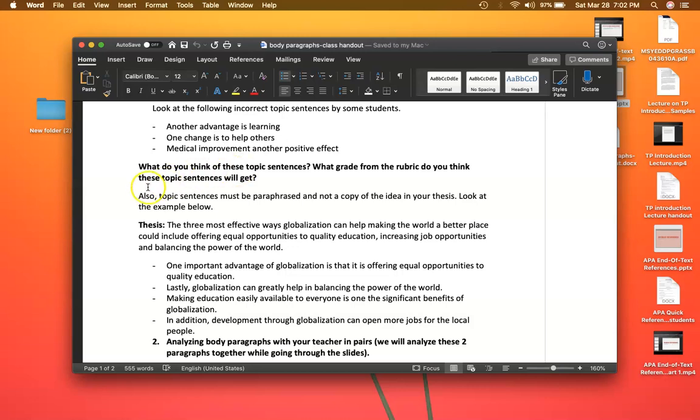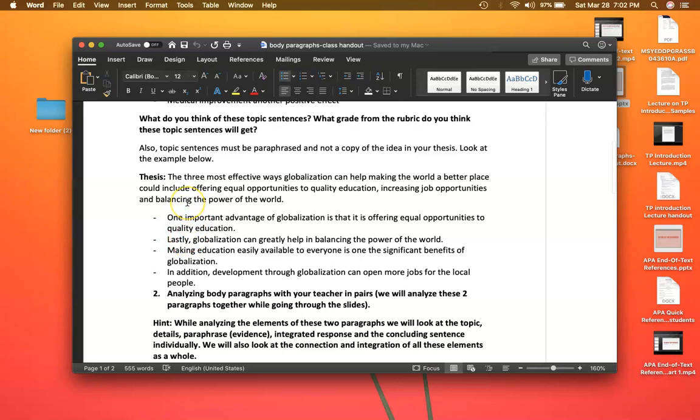Also, topic sentences must be paraphrased and not a copy of the idea. I'm repeating this point so many times. Look at the example below. Look at the thesis statement very, very carefully, read it. When you are reading it, look at the three main ideas.